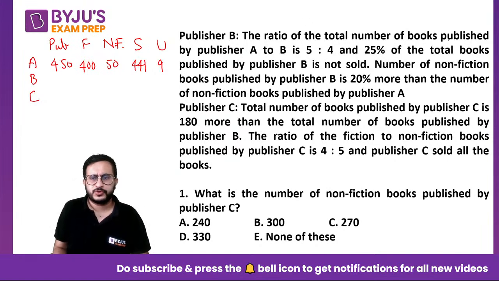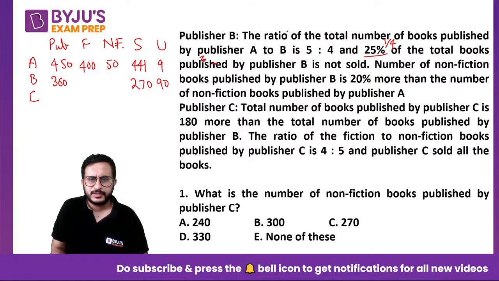So the ratio of total number of books published by publisher A to B is 5:4. So 5:4 means 450 to 360. Okay, and 25% of the total books published by B is not sold. So 25% means one fourth, right? One fourth of 360 is 90. So 90 not sold and 270 sold.